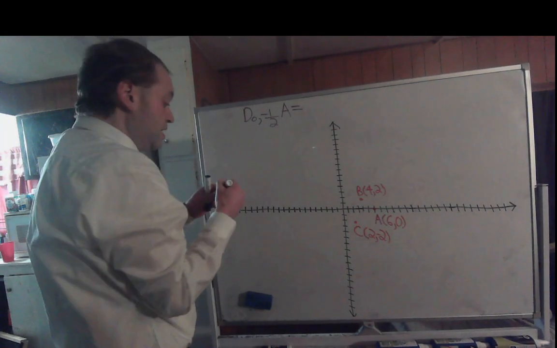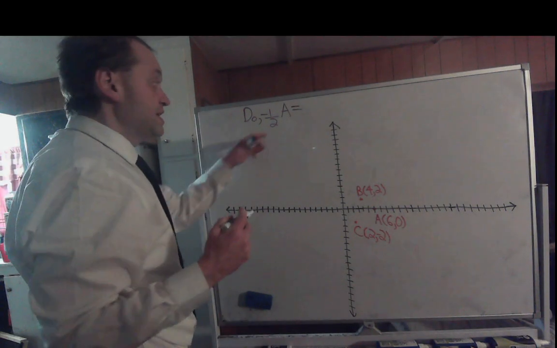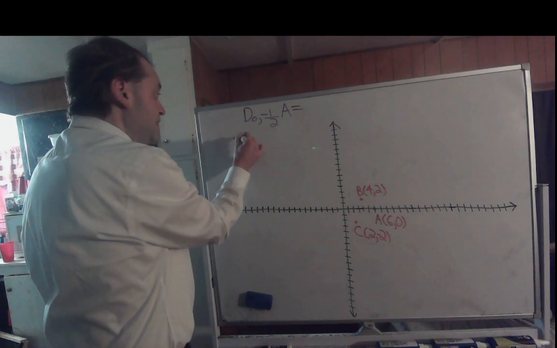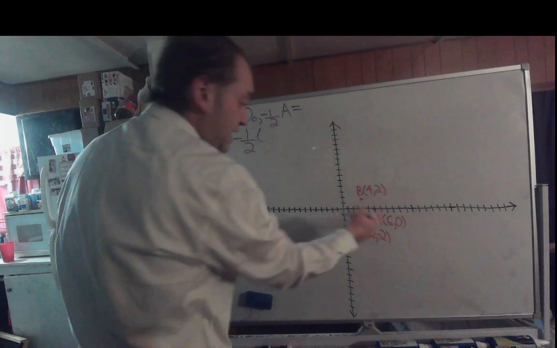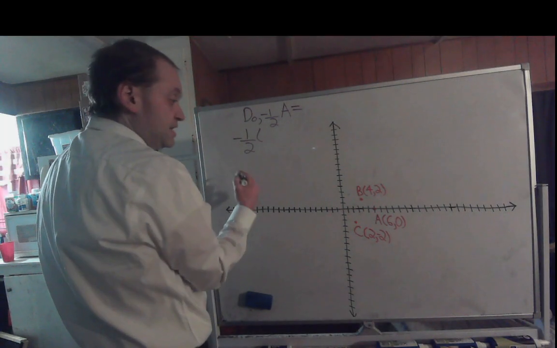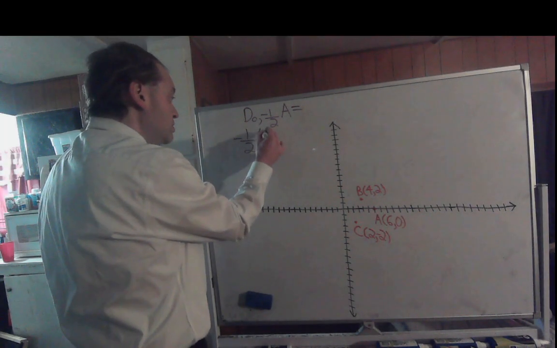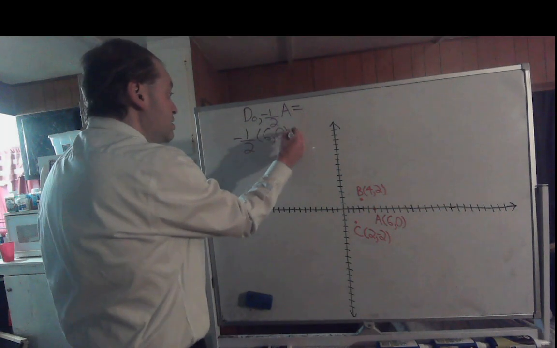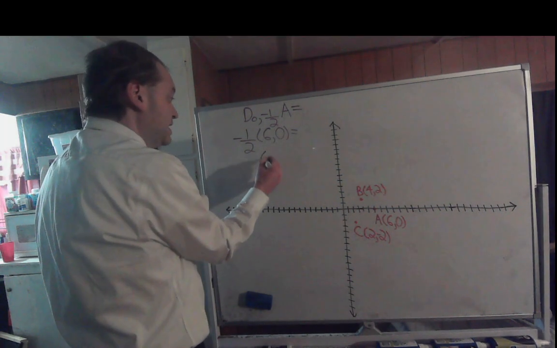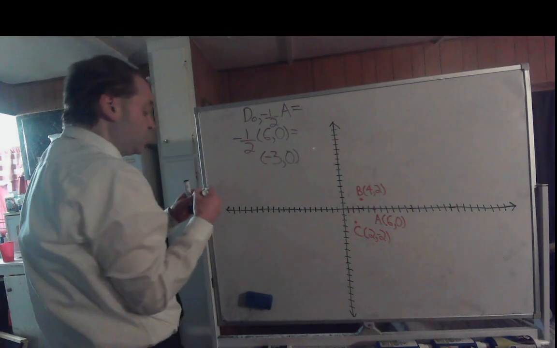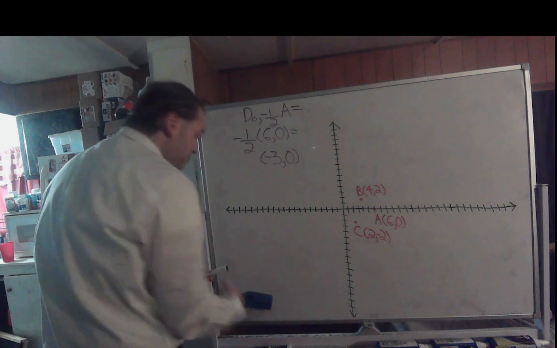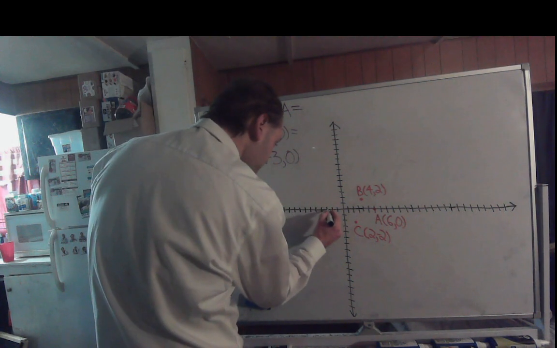Well, like before, I'm going to take my scale factor. This time that would be negative 1/2. Multiply that by my coordinates of A, which would be 6, 0, which actually would give me negative 3, 0. So A prime would actually be located at negative 3, 0.